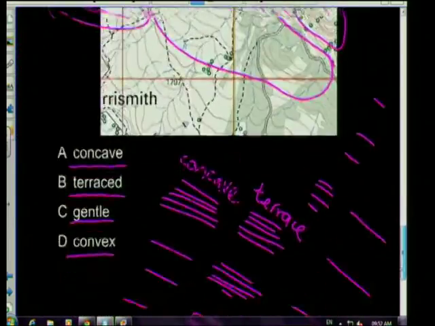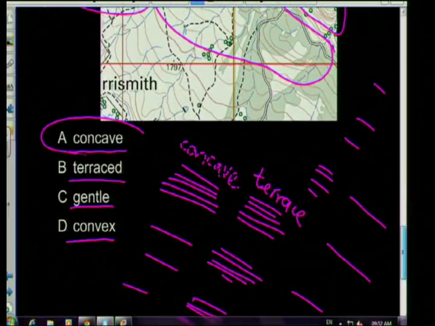And when I look at my options, the only possible option is A, the concave slope. So my answer is A, which would be the concave slope.